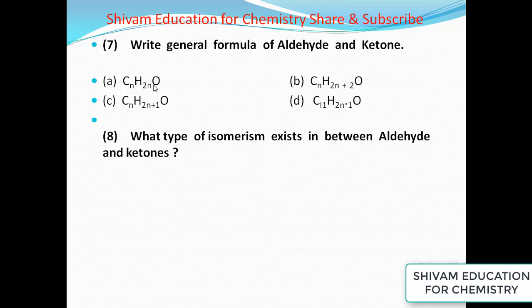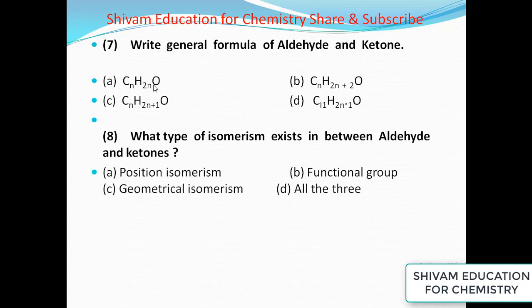Now question number 8. What type of isomerism exists between aldehyde and ketone? Options are given here. There are 4 different types of options given. Now you know that aldehyde and ketone both have the same molecular formula but different functional groups. So they exhibit functional group isomerism. So the answer of question number 8 is B, functional group isomerism.